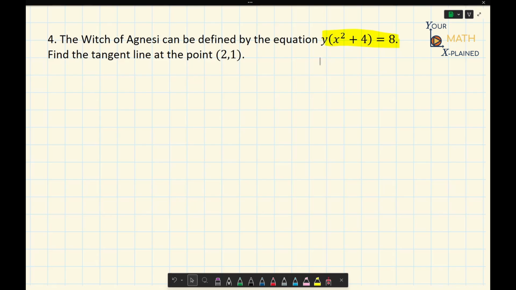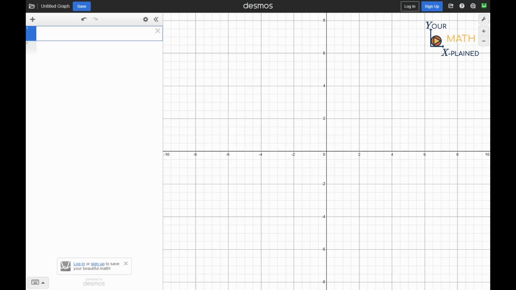So let's just take a quick look at what the curve looks like. So we have y times (x squared plus 4), and this is equal to 8. So it looks somewhat like a bell curve. And the question is asking us to find the tangent line at the point (2, 1). So we're looking for the equation of the tangent line at this point right over here.